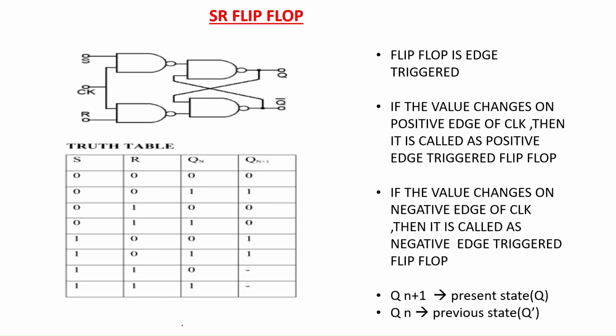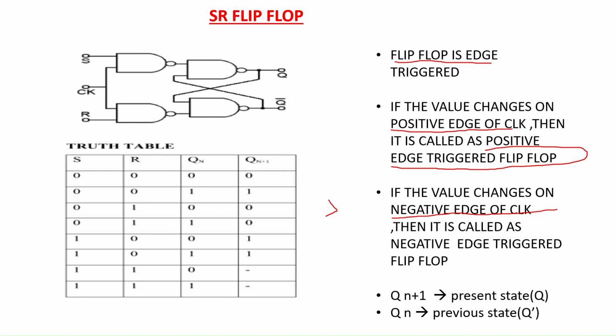We have seen that there are two basic storage elements, latches and flip-flop. And there are two triggering systems, edge triggered or level triggered. Usually the flip-flop is edge triggered whereas the latches are level triggered. If the output value changes on the positive edge of the clock, then it is called a positive edge triggered flip-flop. If the value changes on the negative edge of the clock, then it is called a negative edge triggered flip-flop.